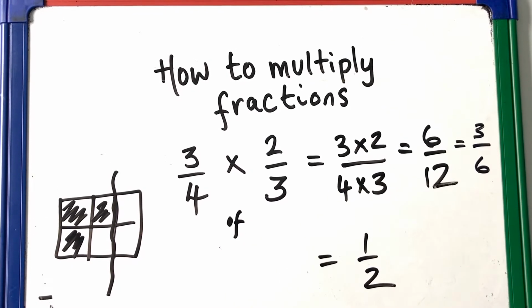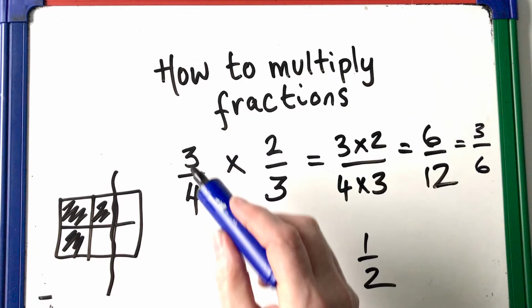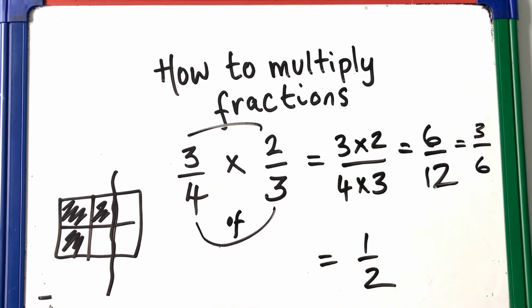I've done a lot of talking there. I've probably done more harm than good. Basically, all you want to do is multiply the tops and multiply the bottoms and then cancel down if you can. I'll do another one.